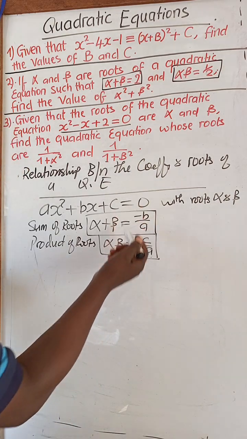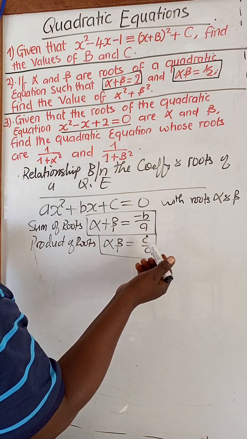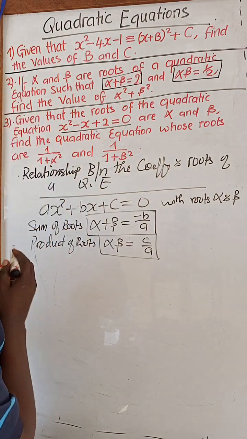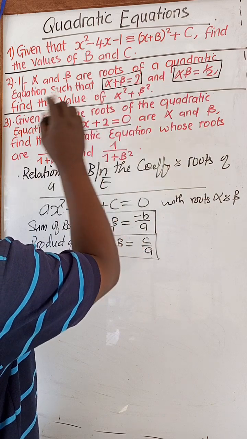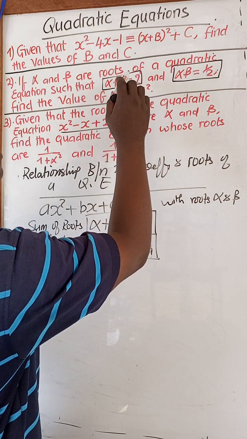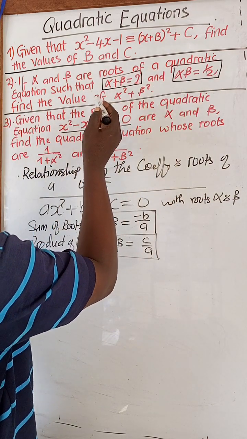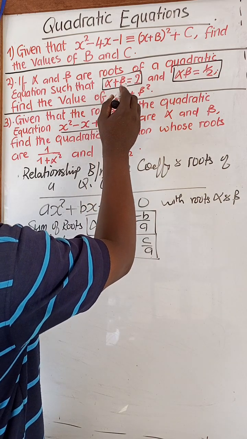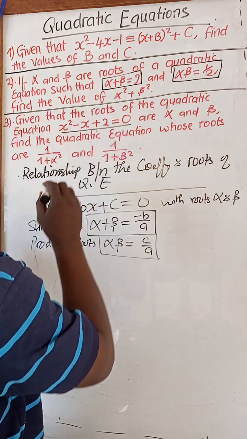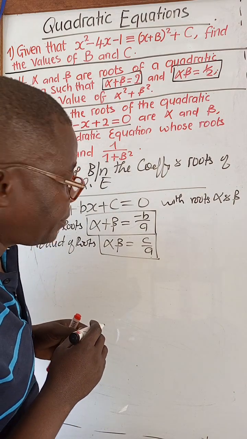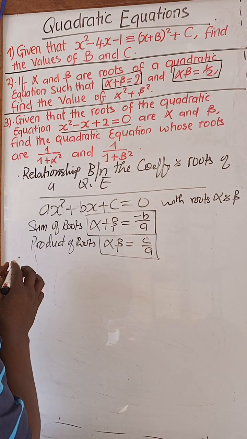Alright, so this material will help us to solve our second question. Our second question goes thus: if alpha and beta are the roots of a given quadratic equation, with the sum of roots being 2 and the product of the roots being half, we are asked to find the value of alpha squared plus beta squared. How do we get to that?